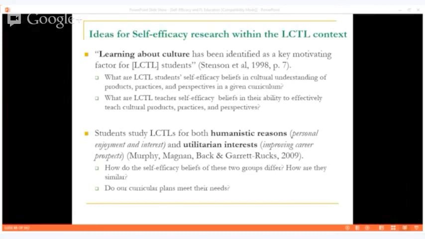Students also, according to Murphy Magnin back in Gret Rux in 2009, talked about how students study less commonly taught languages for both humanistic reasons, so maybe personal enjoyment, interest, and also utilitarian interests, improving career prospects. So maybe how do the self-efficacy beliefs of these two groups differ? How are they similar? Do our curricular plans meet their needs? That's another question.